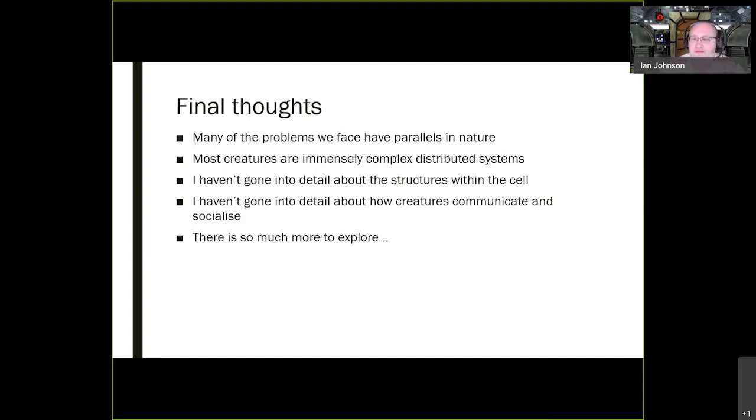And so my final thoughts are that many of the problems we face have parallels in nature. We've been thinking about distributed systems, and nature has been building distributed systems for a very long time. And most creatures are very complex distributed systems in their own right. And that's before we go into how they socialize and communicate with each other en masse, how ant colonies work, how flocks of birds work. I haven't even gone into detail about the structure of the cell. So there's so much more to explore.